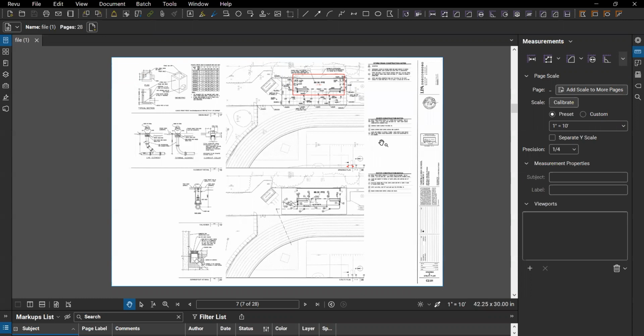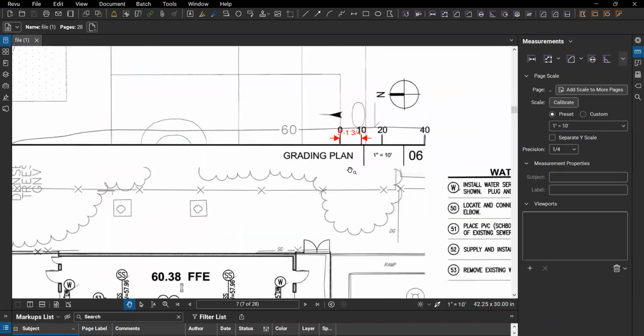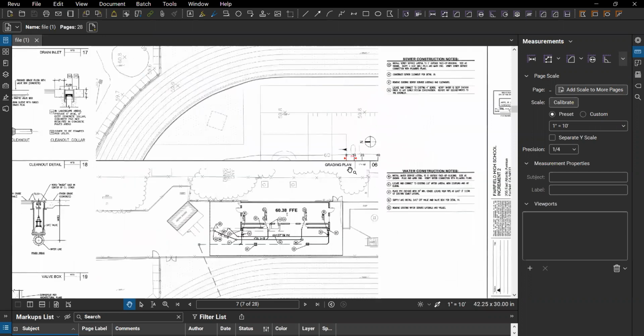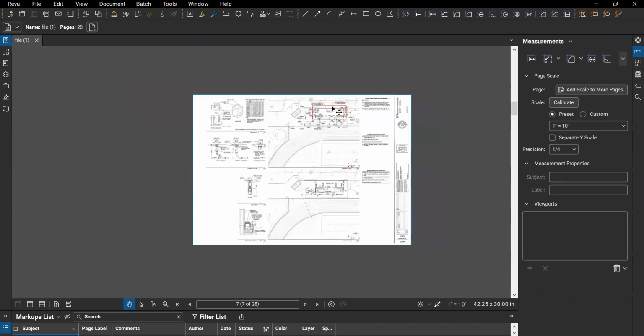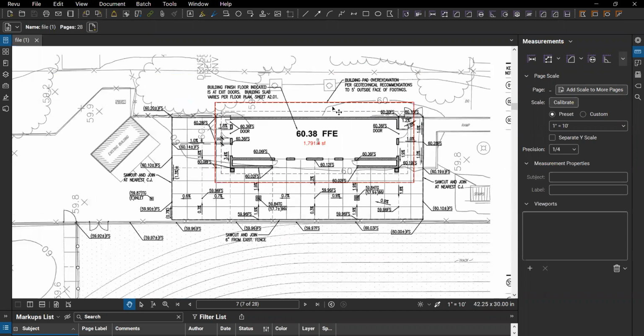We were able to scale, finding a scale on the page. For example, this one was just going to be 1 equals 10 feet. So I was able to set that scale right there. I went up here to this first tool and was able to measure the building pad that we're doing. I believe it was just right here.